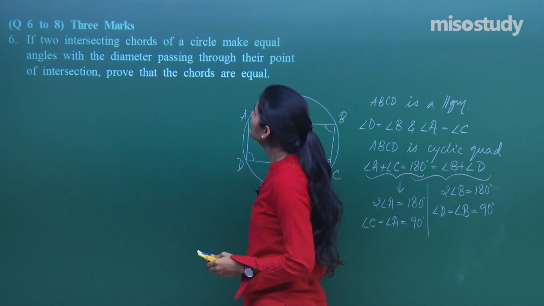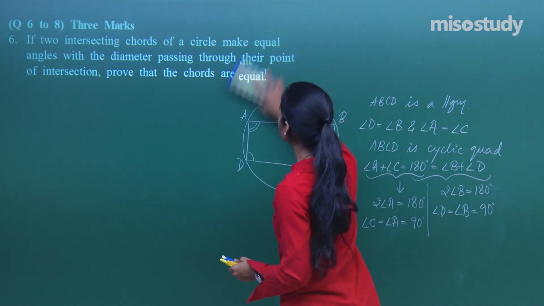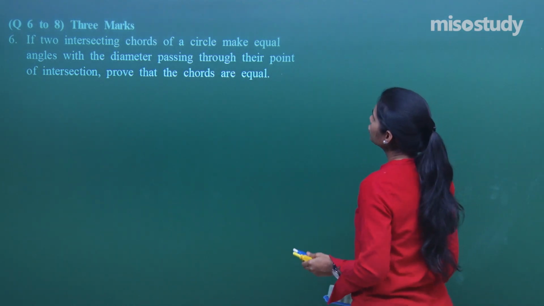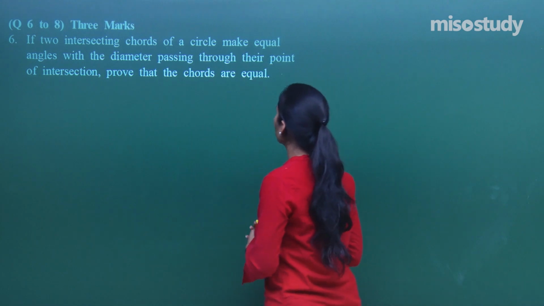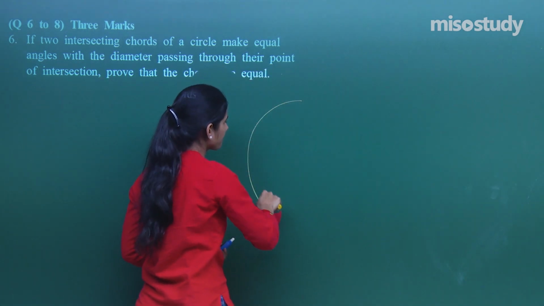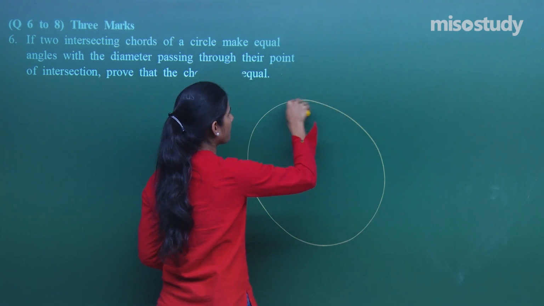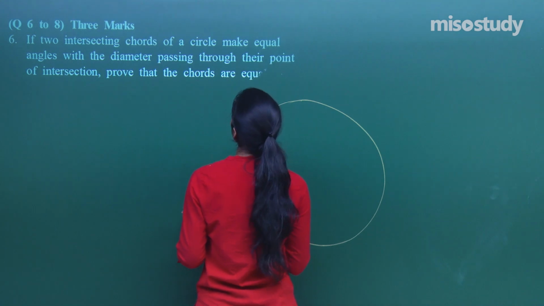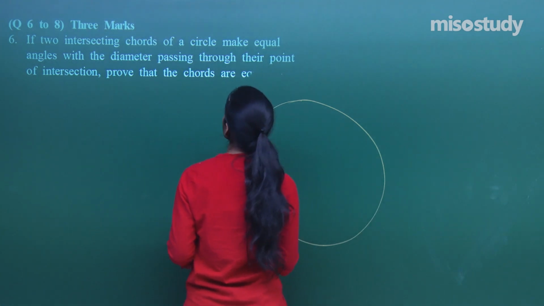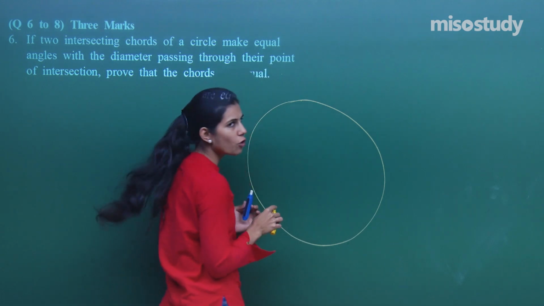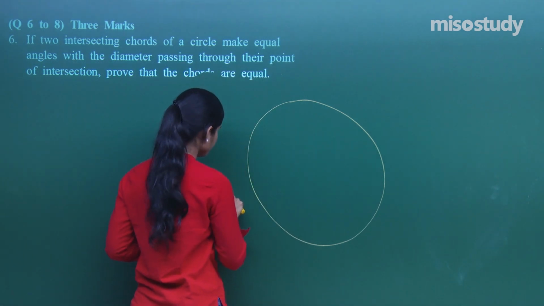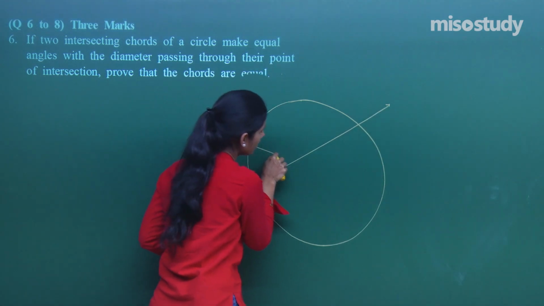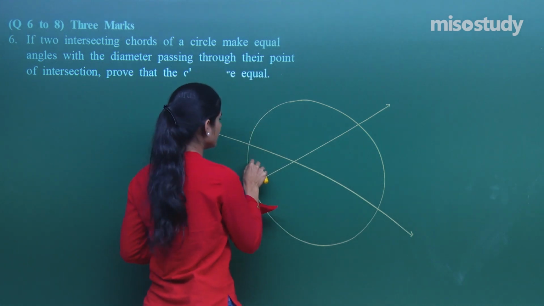Now, I have the next question as, if two intersecting chords of a circle make equal angles with the diameter passing through their point of intersection, prove that the chords are equal. Let's see. So, I have two intersecting chords of a circle make equal angles with the diameter passing through their point of intersection. So this is one chord, say this is another chord.